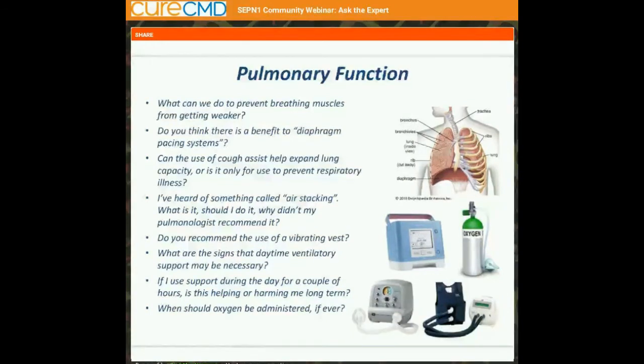And so the middle question: I've heard of something called air stacking. What is it? Should I do it? And why doesn't my pulmonologist recommend it? Well, air stacking is what I was talking about with doing deep breathing. You can do this using the cough assist, or you can put a mouthpiece with a one-way valve, allowing air in but not out, over the top of the mask. What that will do is allow you to take a breath in, and then take another breath in, until you can't breathe in any further. That allows you to, with your own respiratory muscle strength, breathe up to a lung volume much above the volume you're breathing at rest.